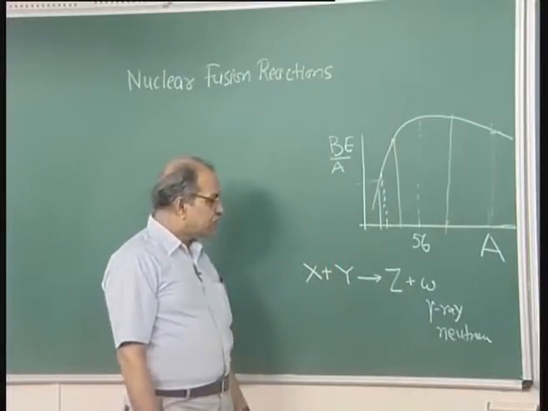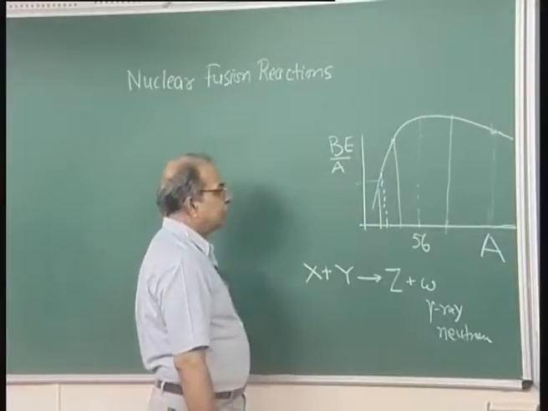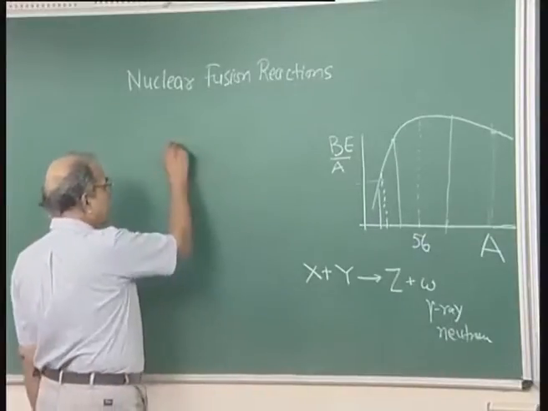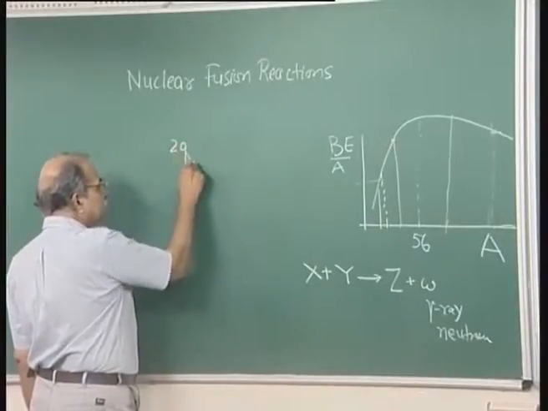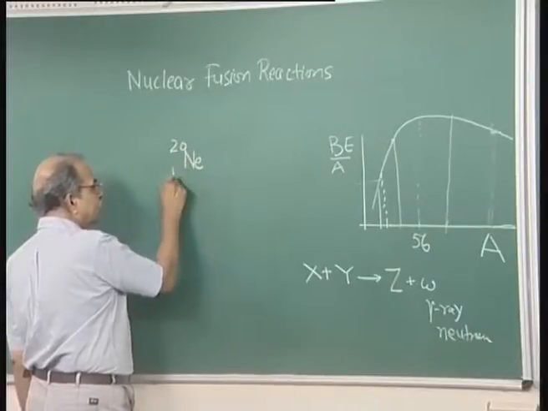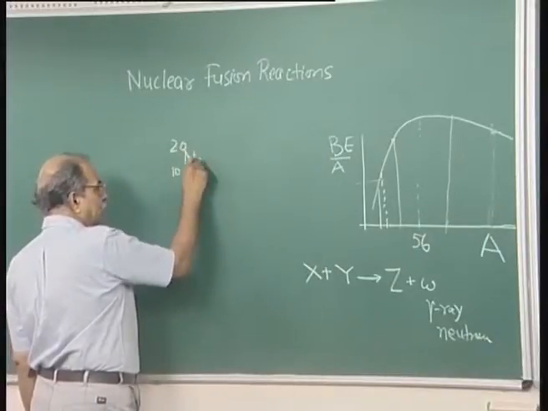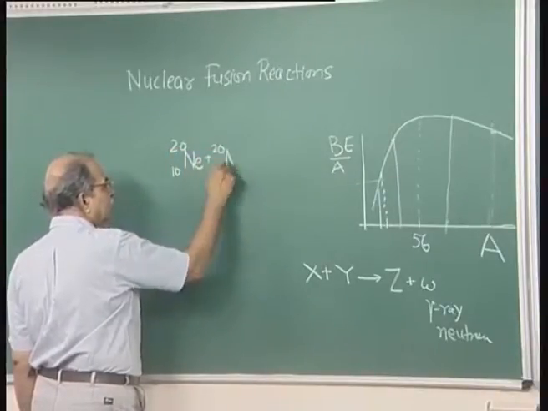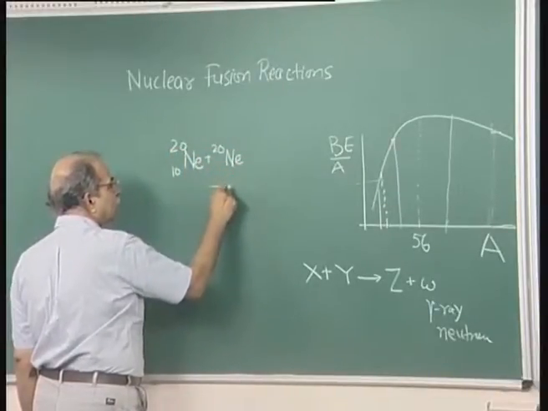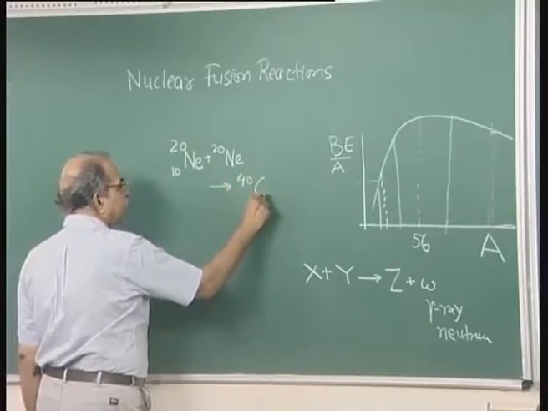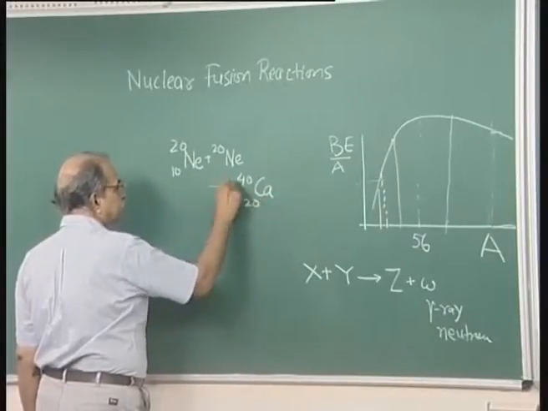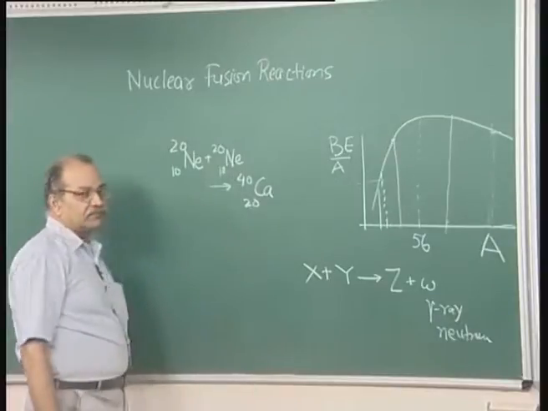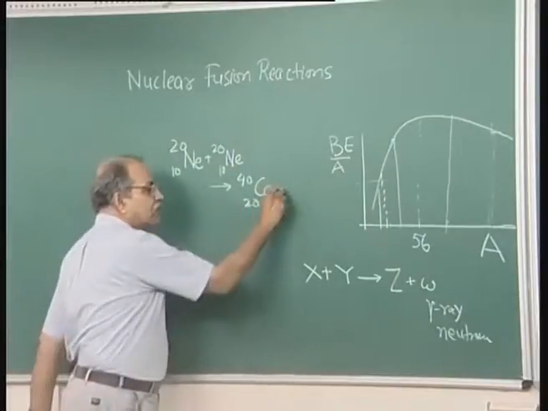We can take some example. Let us take, for example, 20Ne. 20Ne, neon Z is 10 and neutron number is also 10, total is 20. Suppose 20Ne and 20Ne, that goes to 40Ca, plus of course gamma or something.